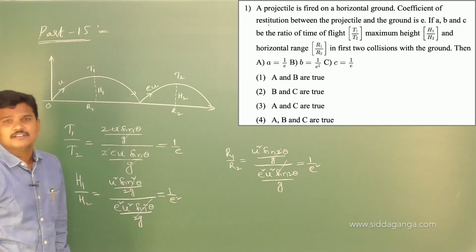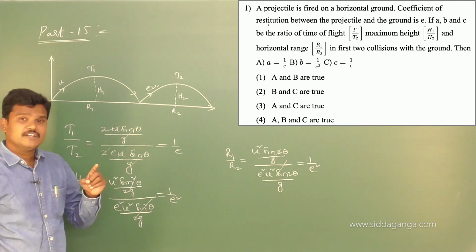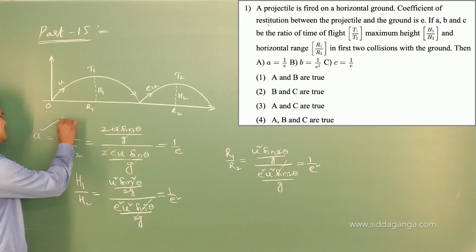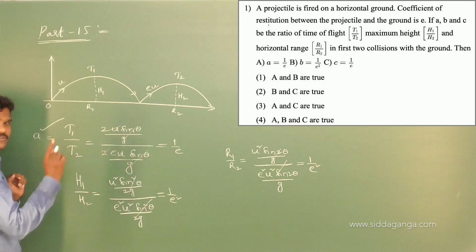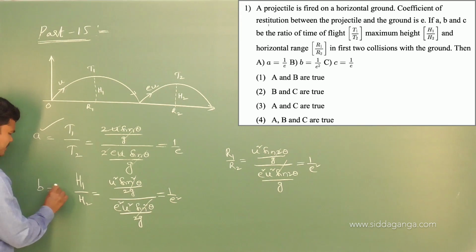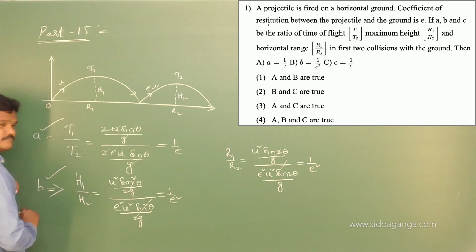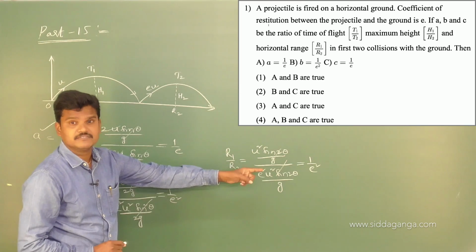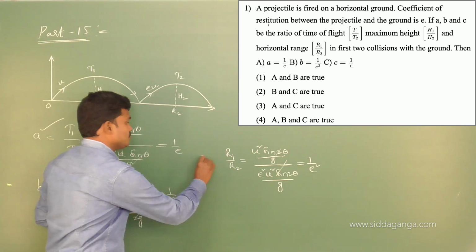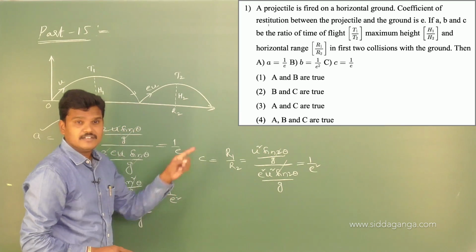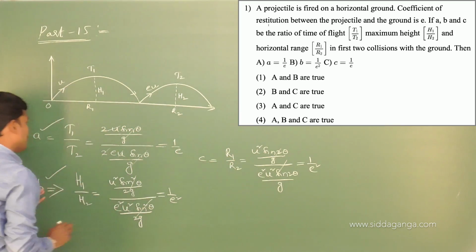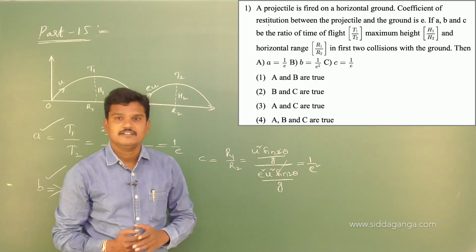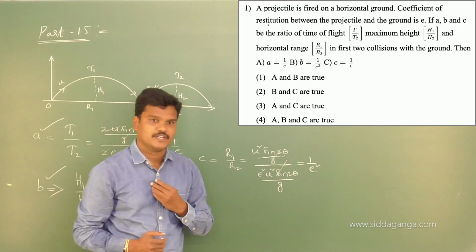See, in the given options, small a is given as 1 by e, t1 by t2, yes, this is correct. Small b was given as 1 by e square, yes, this is also correct. Coming to c, the range, I am getting 1 by e square, but what they gave is 1 by e. So out of all the options, only a and b are correct. So the first option is the correct answer for this question.